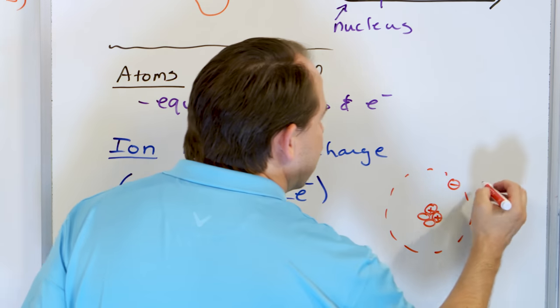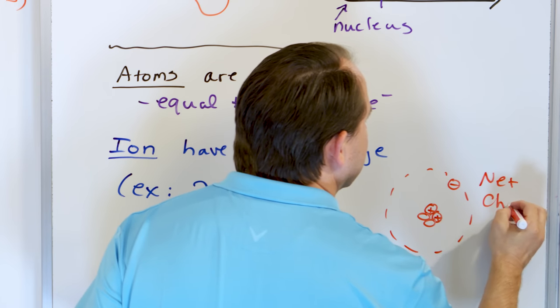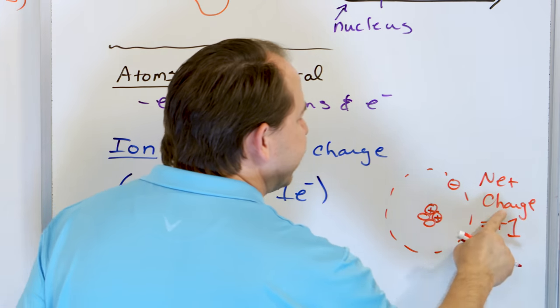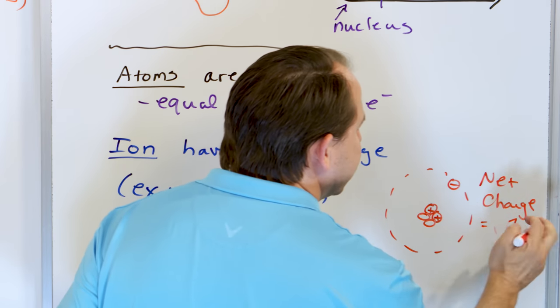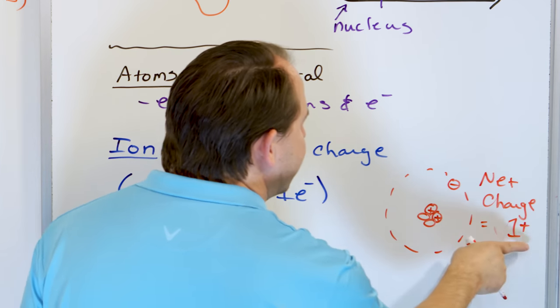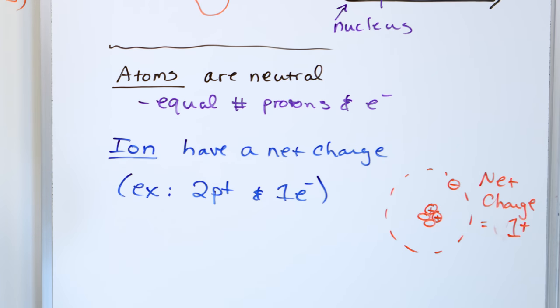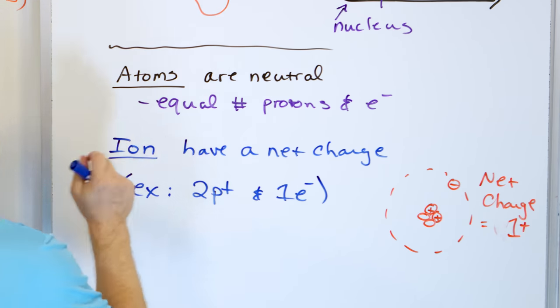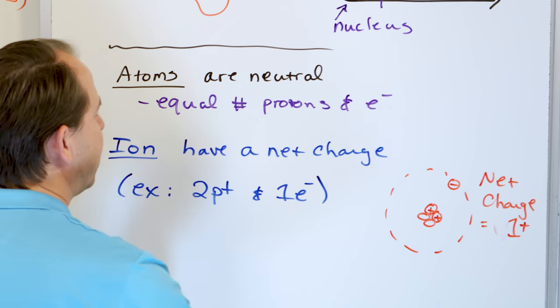So you see, from a distance, you have an overall charge of positive one. Right? So the net charge is equal to plus one. Normally you put the plus sign on the other side of the number one, usually. Because you have a positive two and negative one, and when you add those up, you get an ion charge of positive one. So if you have an atom and you take away an electron, it's now called an ion and it has an overall charge of positive one.